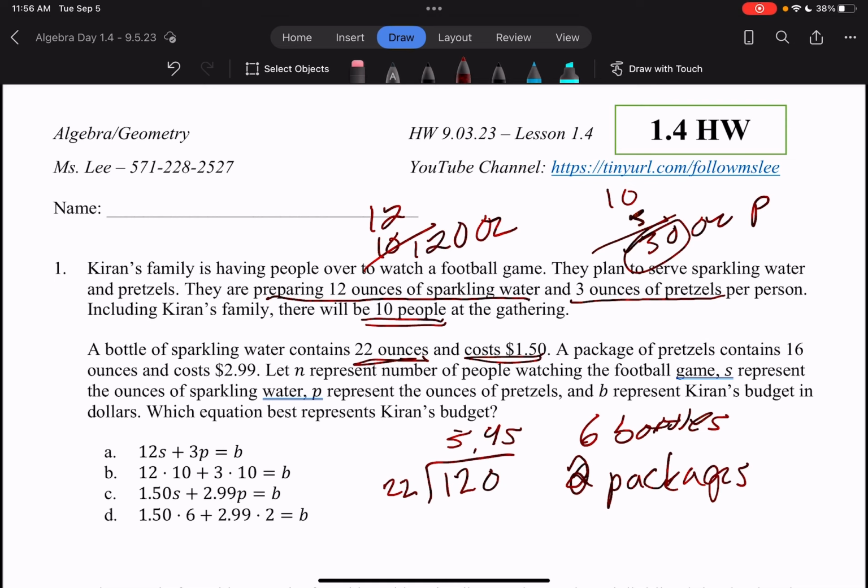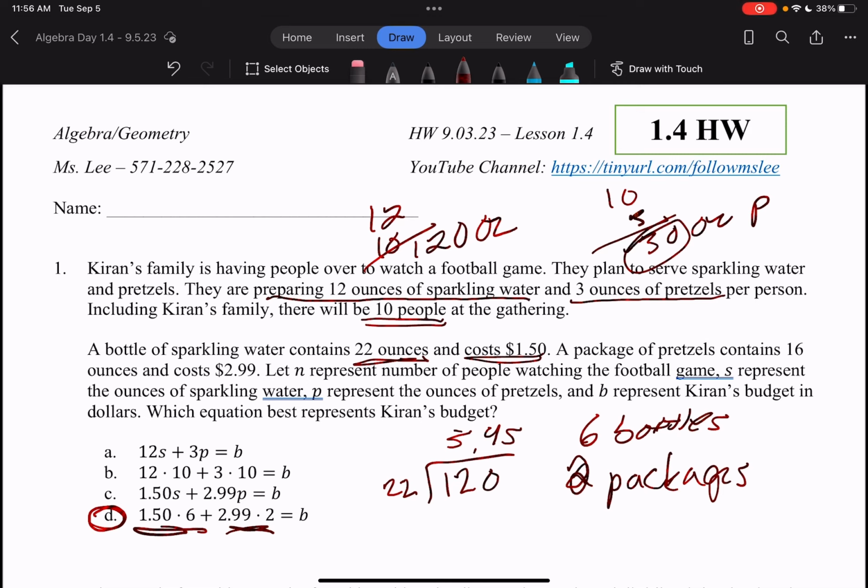But we don't actually need all of that information because we know how many packages Kieran needs and how much that costs. She needs 6 bottles, which is $1.50 each, so 6 times $1.50, and then she needs 2 packages that are each $2.99. So by looking at these, we can see that D is our best one because it has that budget already configured. 6 bottles of water, 2 packages of pretzels, times the amounts that each of them cost is going to give us her budget, how much it's going to cost her.